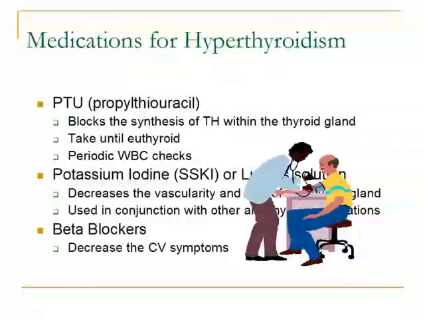And the patients will need to have periodic WBC counts done because these drugs can cause agranulocytosis, which is a decreased WBC count, and so they have a decreased ability to fight off infections. These patients should report anytime they have sore throat, fever, sepsis, jaundice, anything like that, due to the changes with the PTU.